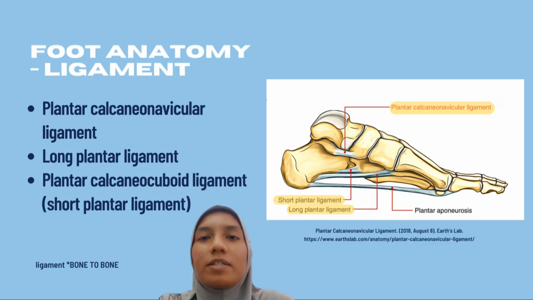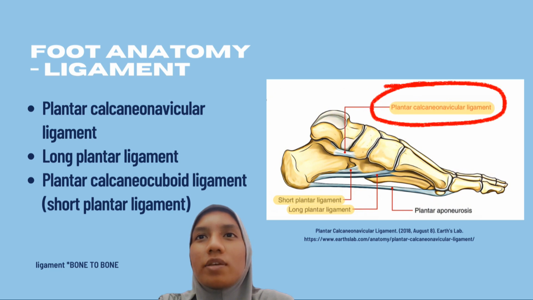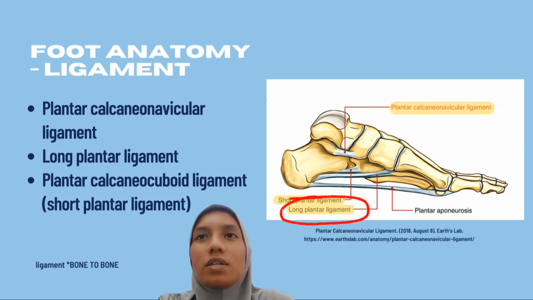Then we have the ligaments. There are 3 major ligaments, which are the plantar calcaneonavicular ligament, the long plantar ligament, and the short plantar ligament, as you can see from the picture. Remember that the ligament is the connection between bone to bone.